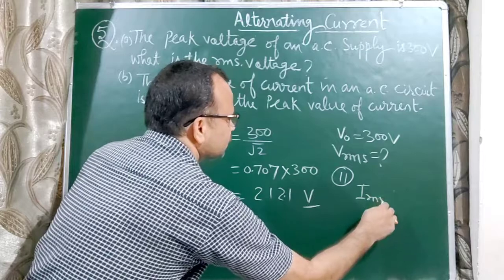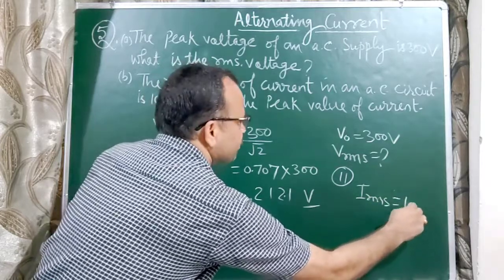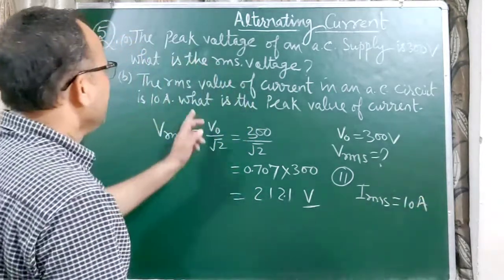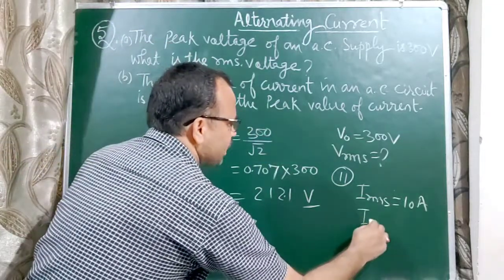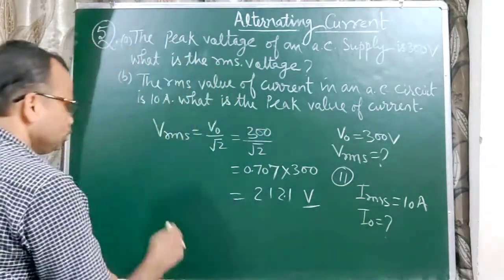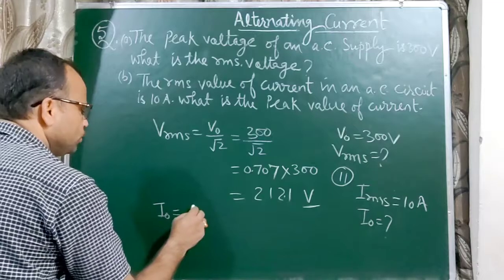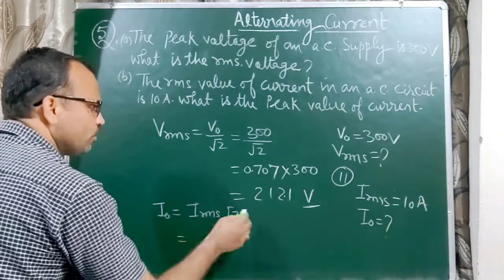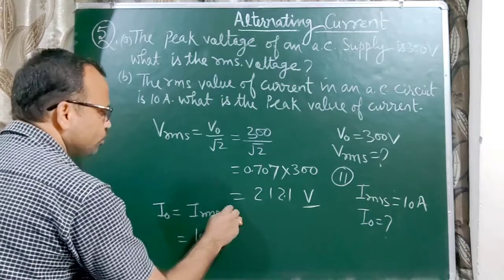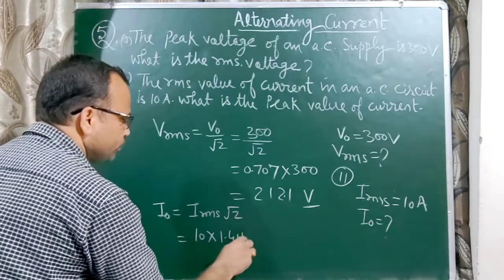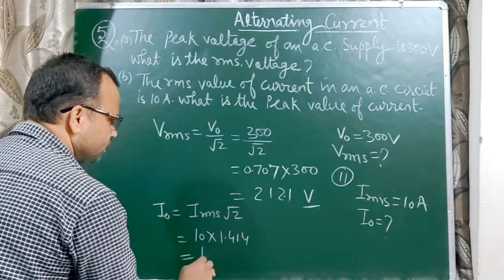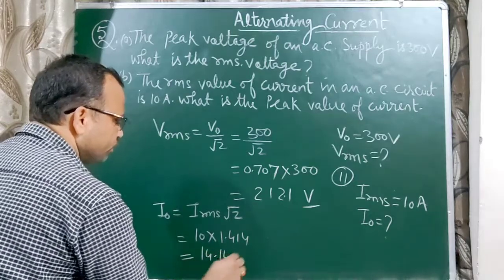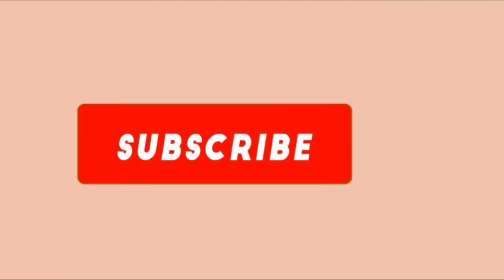Now move to second part. The RMS value of current in AC circuit, IRMS is equal to 10 ampere, and we have to calculate the peak value of current, means I naught equal to question mark. So I naught is equal to IRMS into root 2. So value of IRMS is 10, value of root 2 is 1.414. So multiplied by 10, we will get the answer 14.14 ampere.